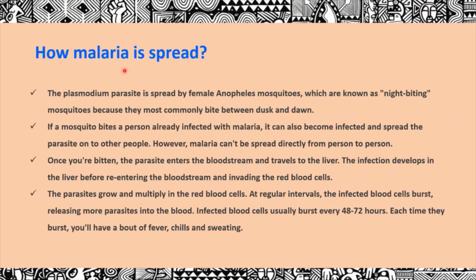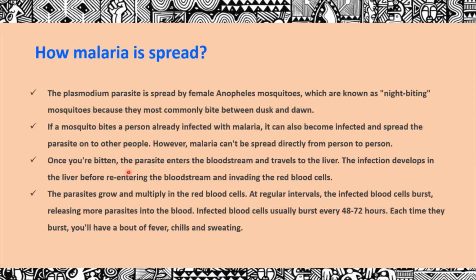How is malaria spread? The Plasmodium parasite that causes malaria is spread by female Anopheles mosquitoes, which are known as night-biting mosquitoes because they most commonly bite between dusk and dawn. If a mosquito bites a person already infected with malaria, it can also become infected and spread the parasite onto other people. However, malaria cannot be spread directly from person to person.